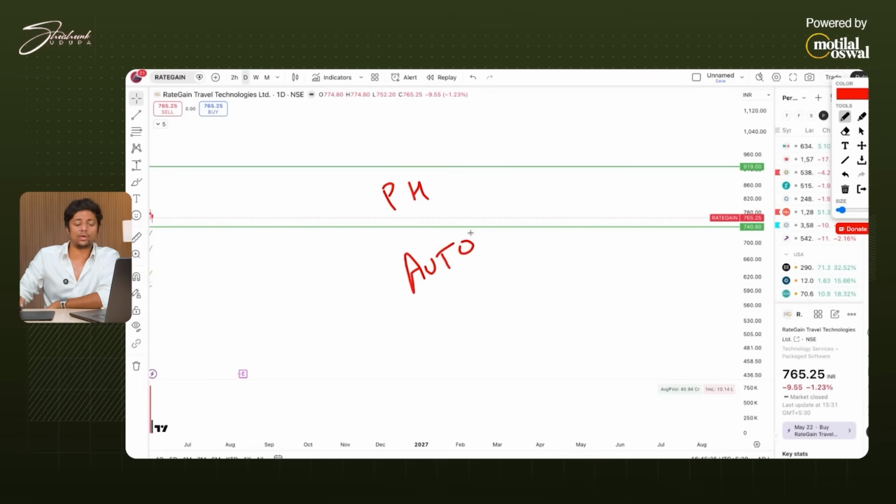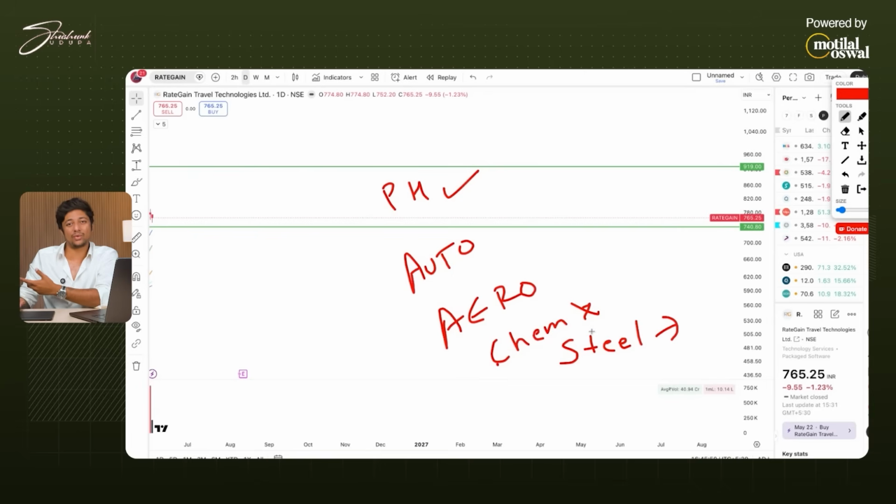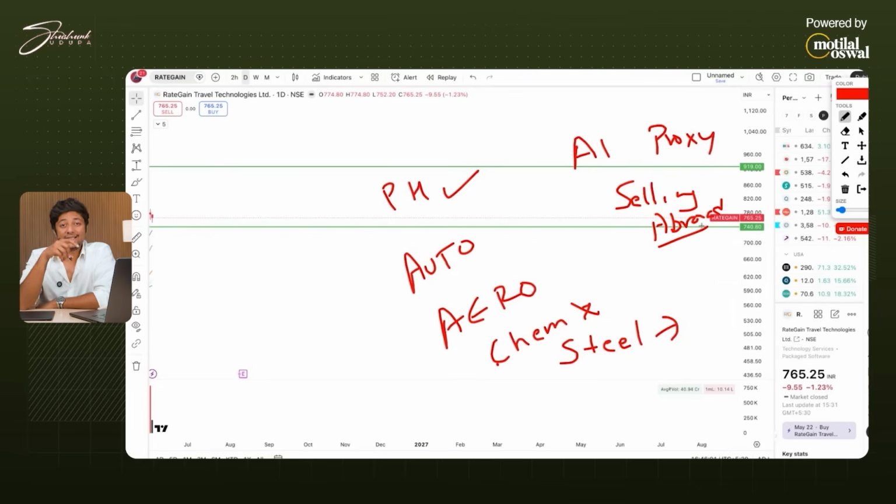Auto, we are doing a lot of export. Your aerospace, we are also doing a lot of export. Pharma, I would say, is the best. Chemicals is suddenly dying. Chemical is not doing well because of China flooding the market. Steel companies are doing well because they are also exporting and the prices are going up, commodity prices are going up. And any AI proxy, but selling abroad, okay, not India. A lot of fake companies are there in India. Don't do that. Selling abroad.